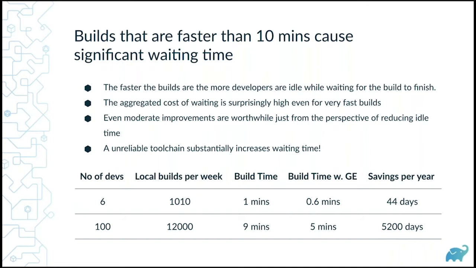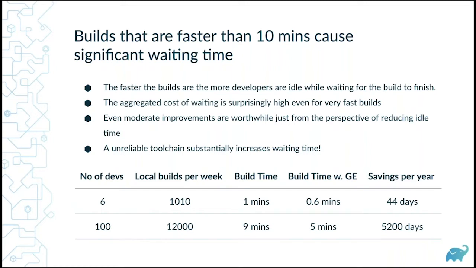So we mentioned that team with 6 developers, right? And 1,000 builds per week. We managed, just with a little bit of investment, to get their build time down from 1 minute to 0.6 minutes. And for this team, this reduced waiting time meant 44 more engineering days per year, right, for the whole team. That's a very significant number. 1 minute to 0.6 minutes doesn't sound very sexy, but if you do the math, and you have 1,000 builds per week, it's actually very significant, right?